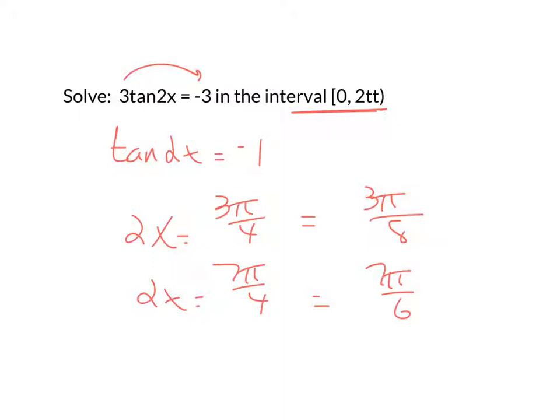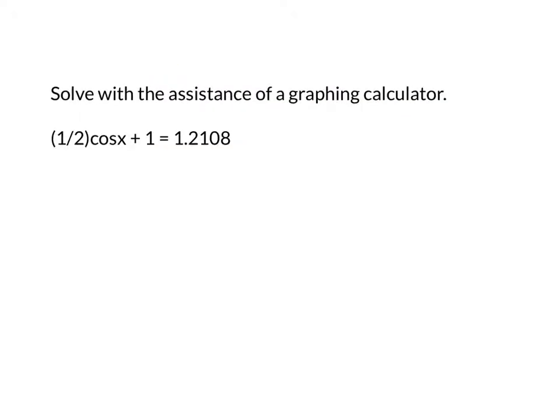So let's continue. All right, this one says solve with the assistance of a calculator, and you're going to need it for sure. So I'm going to start the same way. I'm going to move things over. I'm going to move the 1 over first, which will leave me 1/2 cosine x. And if I move the 1 over, I just get 0.2108. To get rid of the 1/2, I'm going to multiply both sides by 2.